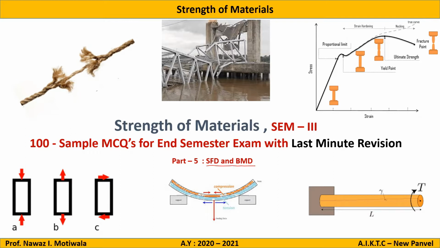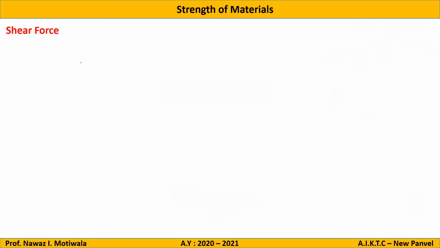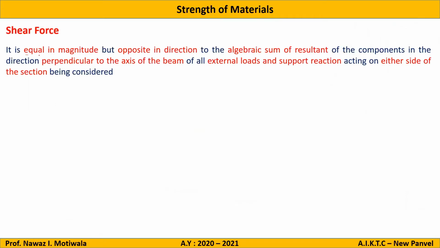So let us as usual start with the LMR or the basics of the topic, that is shear force and bending moment. So starting with the title itself, that is shear force, it is defined as equal in magnitude but opposite in direction to the algebraic sum of resultant of the components in the direction perpendicular to the axis of the beam, where all external loads and support reactions are taken care of, acting either side of the section being considered.